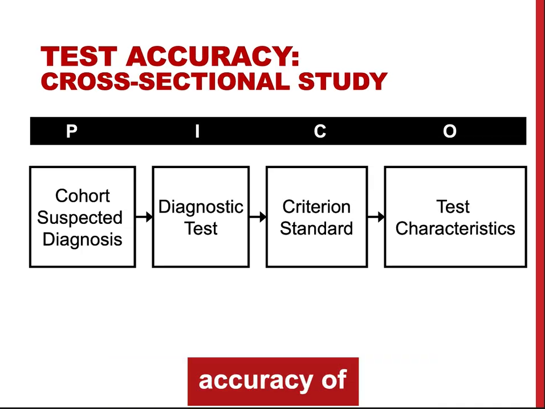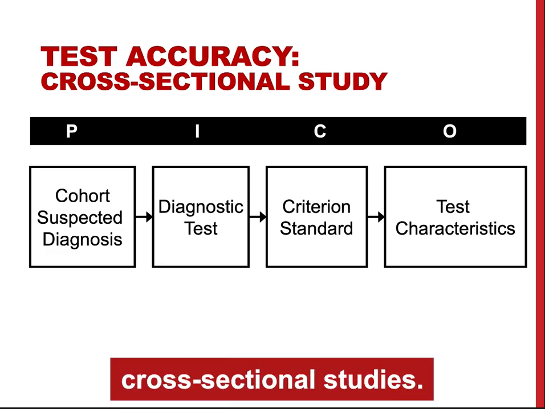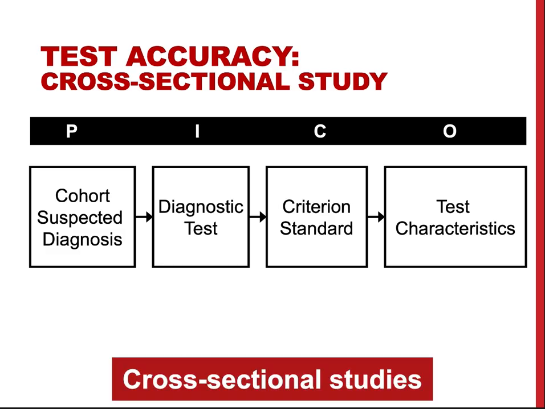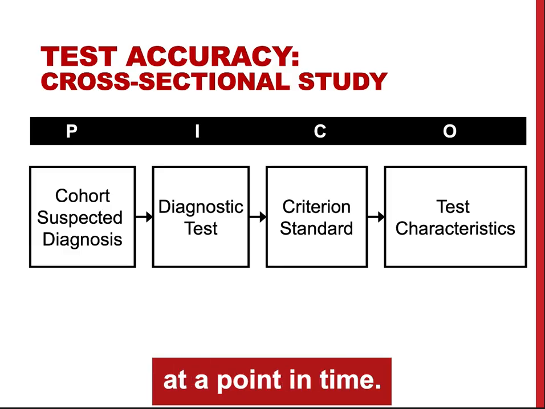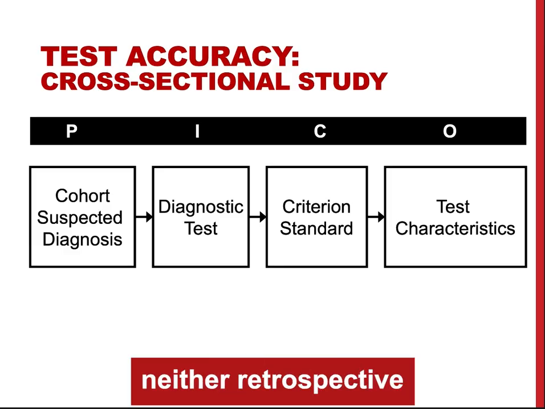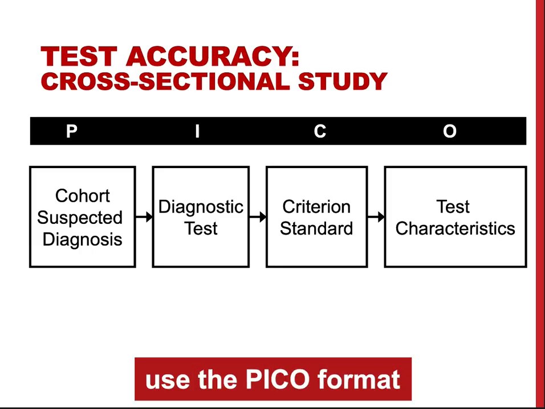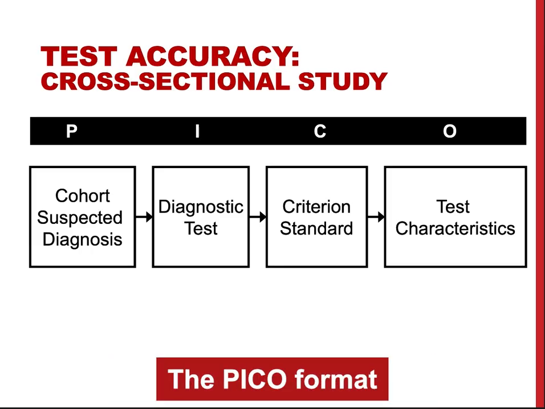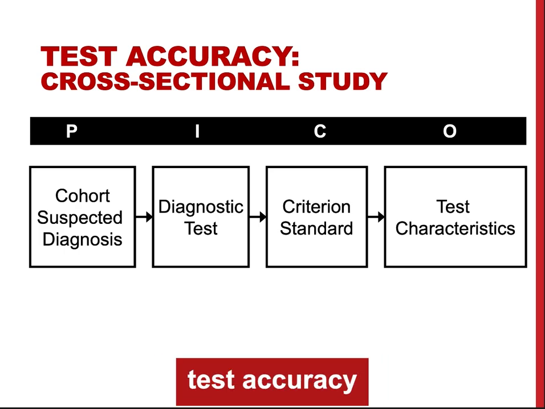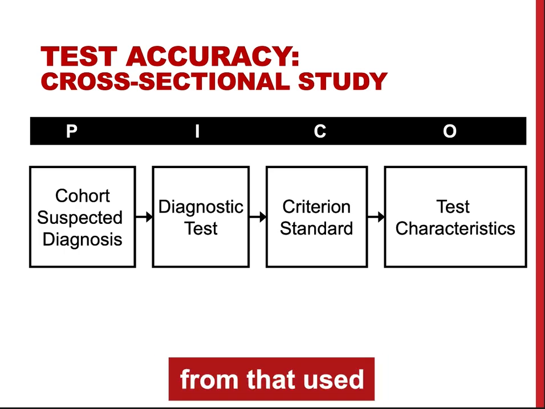Studies that analyze the accuracy of diagnostic tests are a type of observational study called cross-sectional studies. Cross-sectional studies take place at a point in time. They are neither retrospective nor prospective. This is a diagram of a cross-sectional study. We use the PICO format to review these studies. The PICO format for a diagnostic test accuracy study differs from that used for randomized clinical trials.